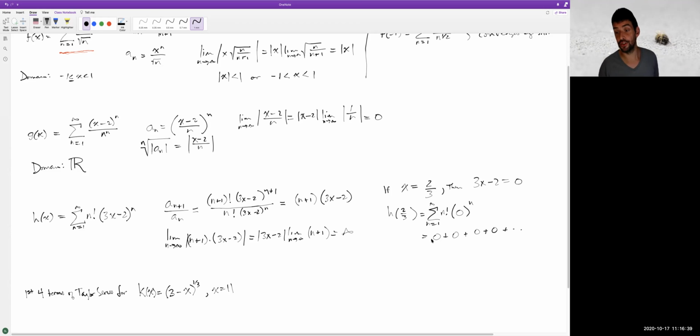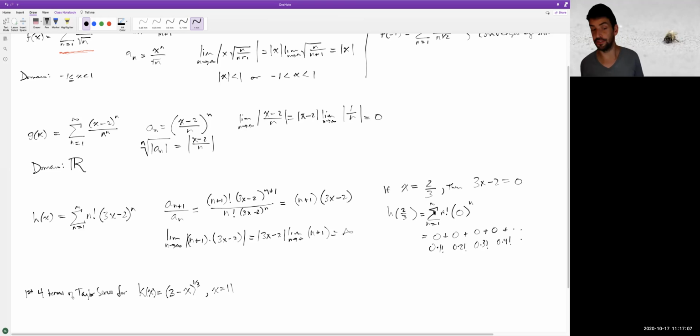What is happening is for each term, when n equals 1, we get 0 times 1 factorial. Then we get 0 times 2 factorial. Then we get 0 times 3 factorial. Then we get 0 times 4 factorial, and on and on and on. So at no point are we multiplying 0 times infinity. What we are doing is multiplying 0 times numbers, and each of those numbers gives us 0. And so the series that just adds up 0 over and over and over again just gives us 0. Okay, so that's what happens here.